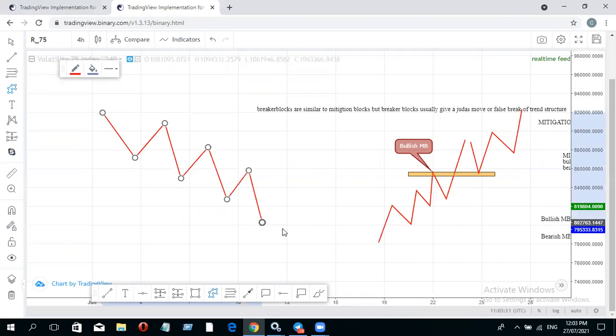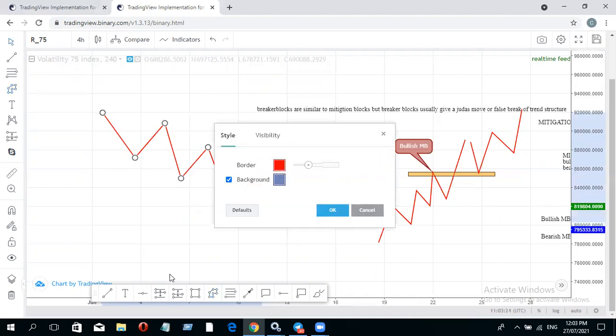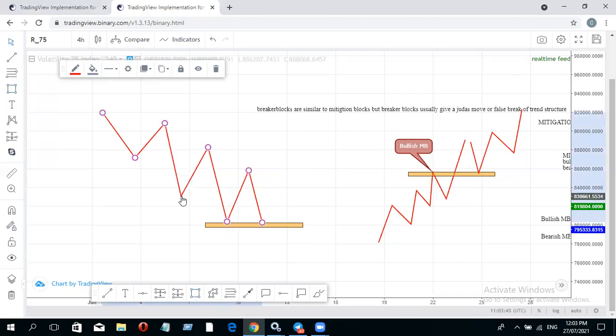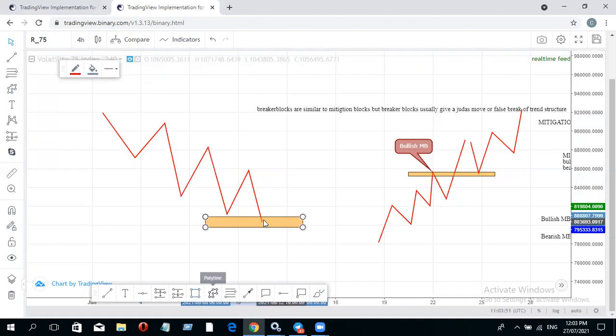Now let's assume that there is some kind of support around here. Let's say the market tried to break it the first time. Now let's make it this way. Let's assume there's some kind of zone around there. So most often the breaker block will do something like this. It will usually take out this last lower high and then break structure downwards.